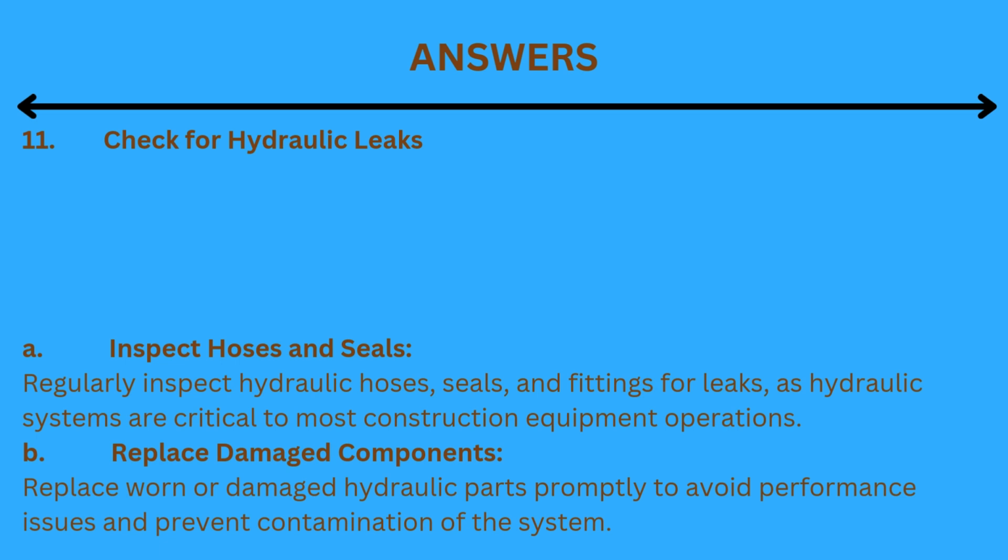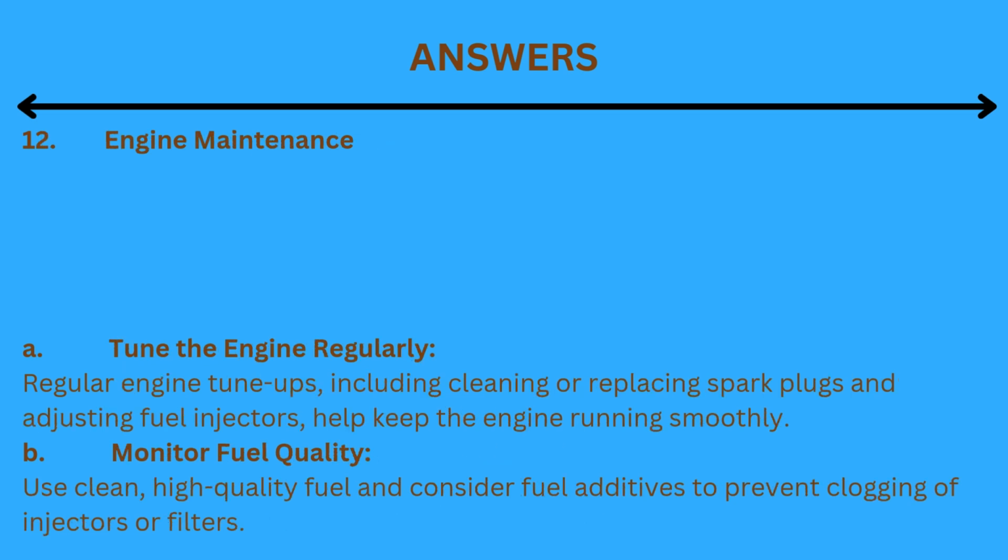11. Check for hydraulic leaks. A. Inspect hoses and seals. Regularly inspect hydraulic hoses, seals, and fittings for leaks, as hydraulic systems are critical to most construction equipment operations. B. Replace damaged components. Replace worn or damaged hydraulic parts promptly to avoid performance issues and prevent contamination of the system.